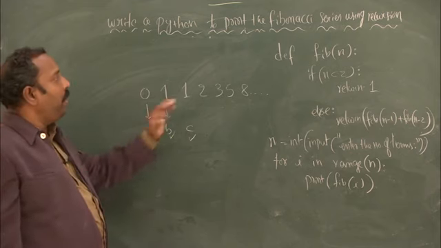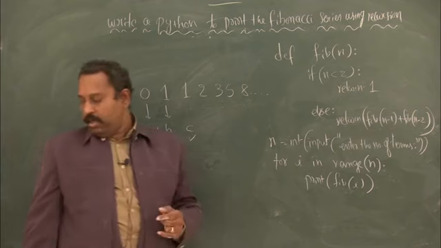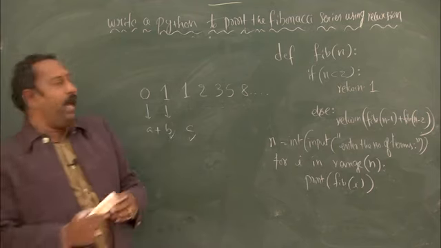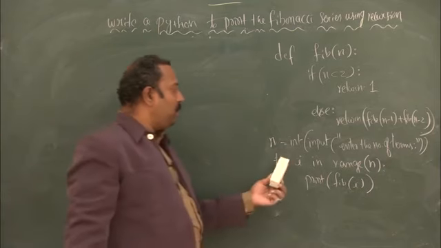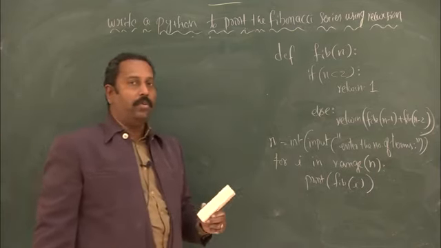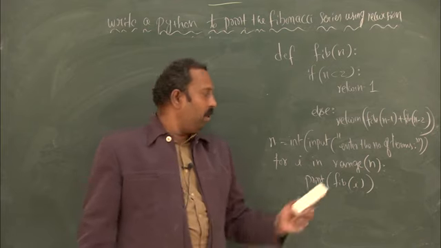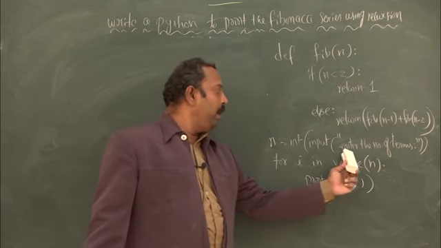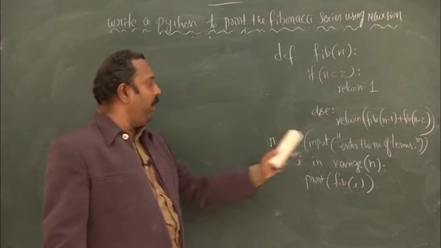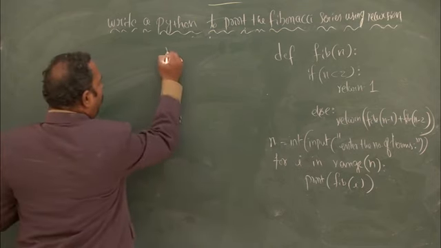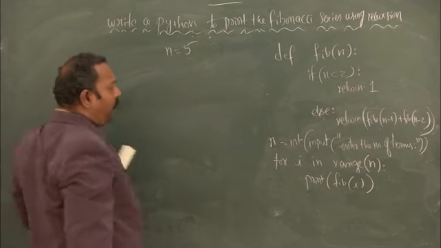But here we have to calculate by using recursion. We'll see how it is going to be evaluated. For this particular recursive function we have to use a for loop. N equal to input, enter number of terms. That means you have to enter how many Fibonacci numbers you want. For example, I have written n equal to 5.